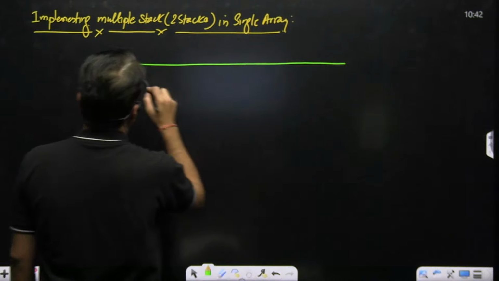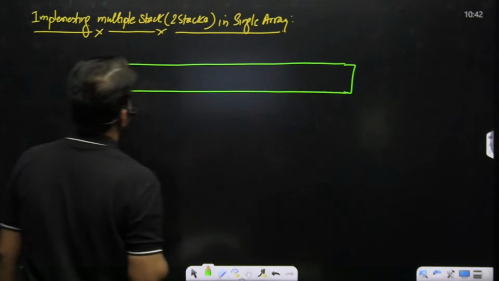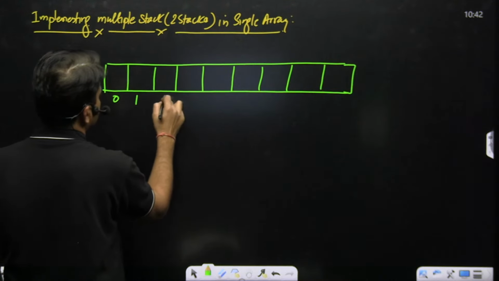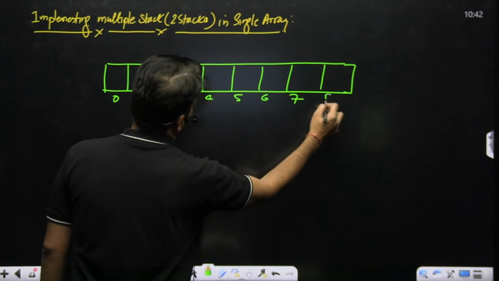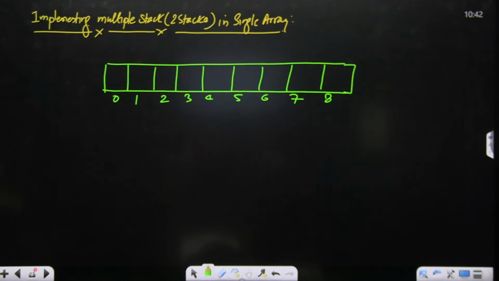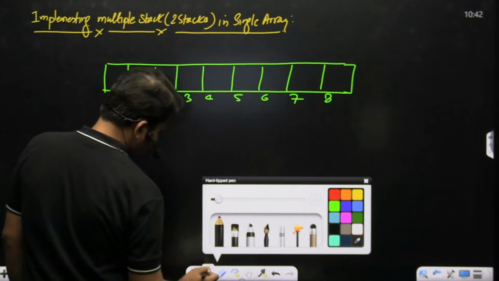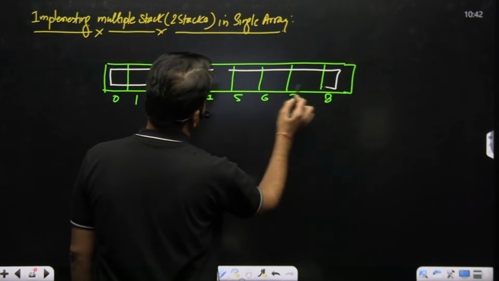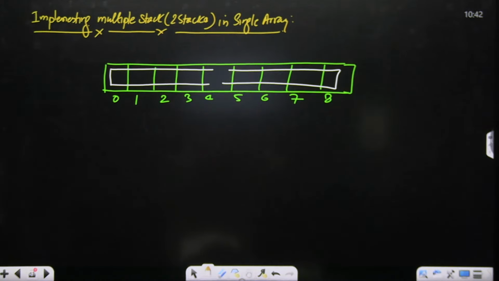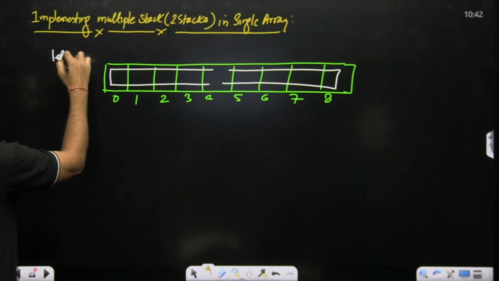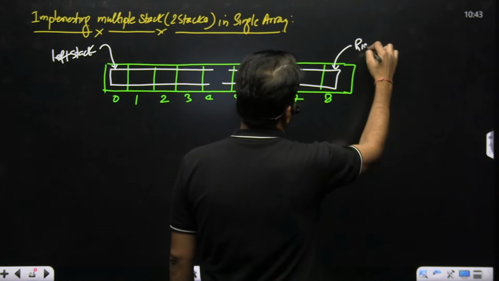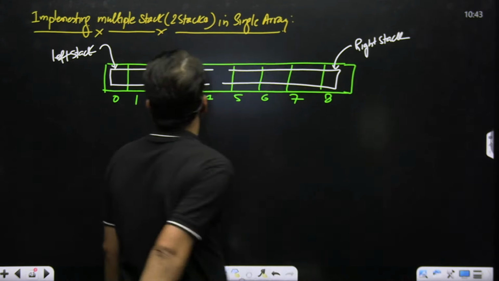So this is a single array. Okay. This is a single array. I want 2 stacks, bache. So both stacks, sir, are growing in opposite direction, right? Both stacks growing in opposite direction, right, student? So this is the left stack, this one, and here this is the right stack. Okay. Understood?